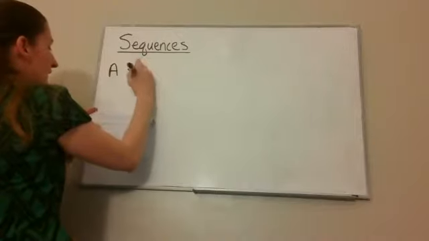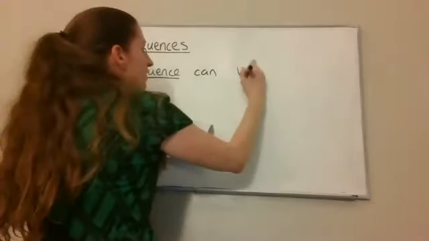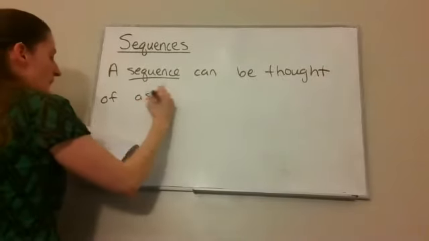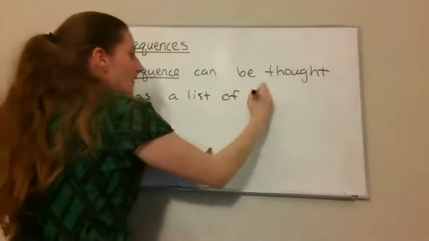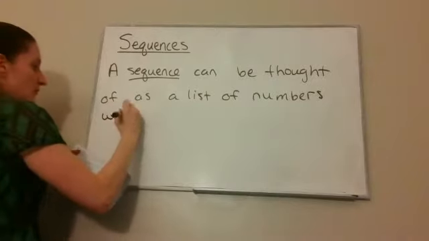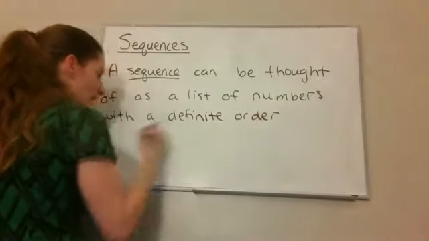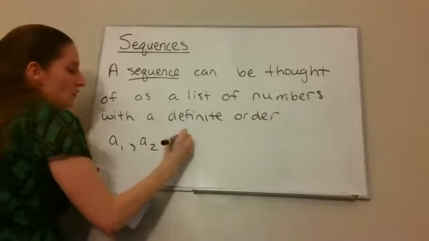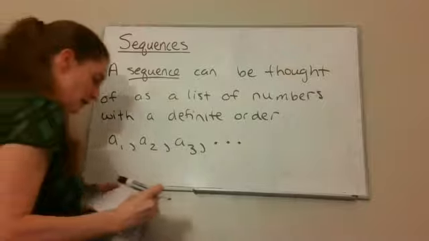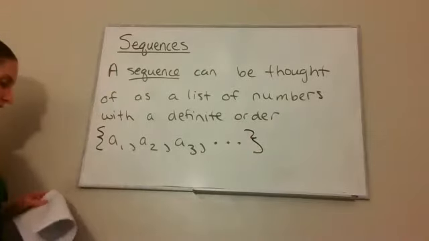A sequence can be thought of as a list of numbers, and this list of numbers is going to have a definite order. So my sequence is A1, A2, A3, and so on. It has a very specific order. We usually put curly braces around our sequence, so it looks like that.